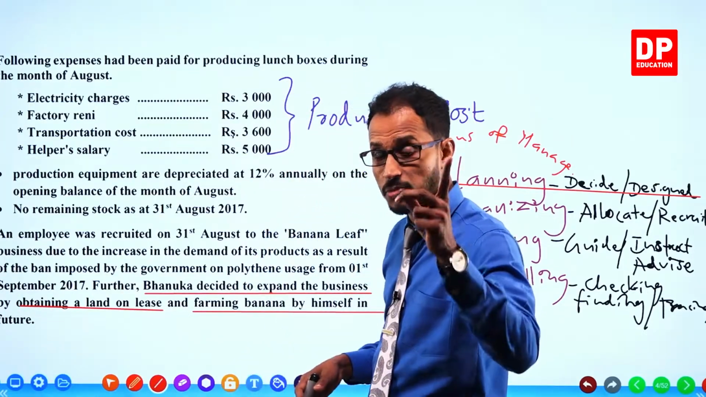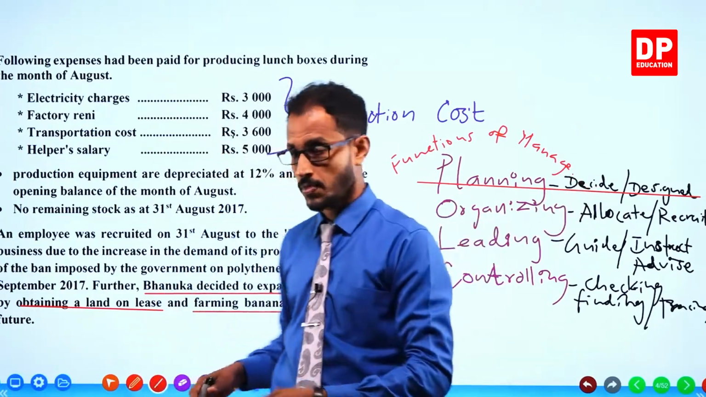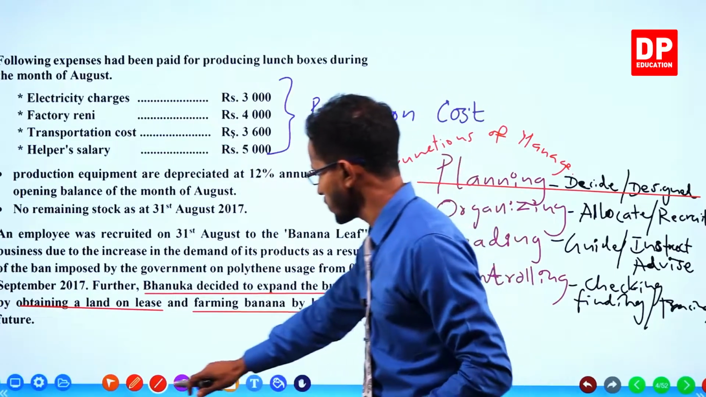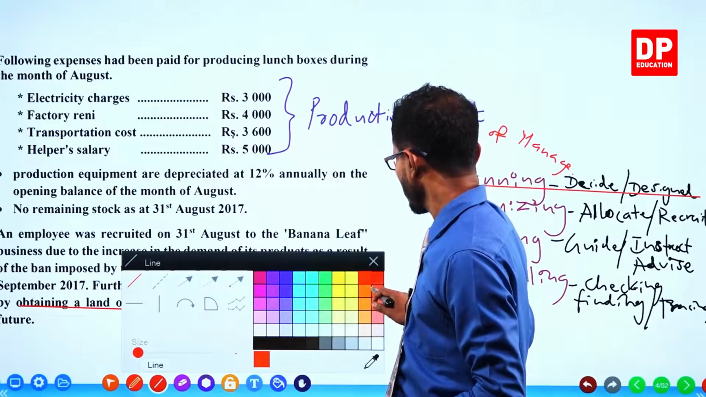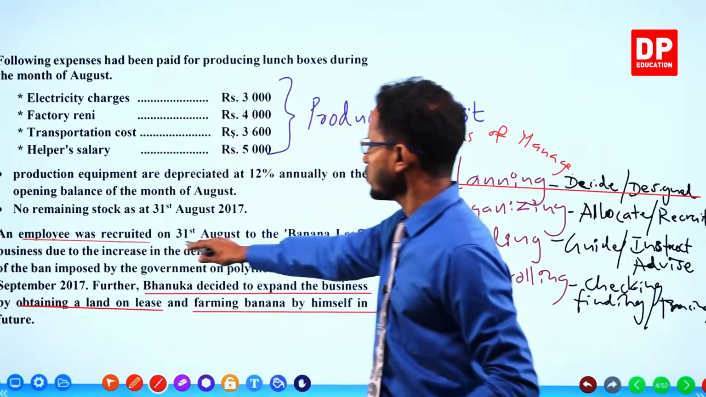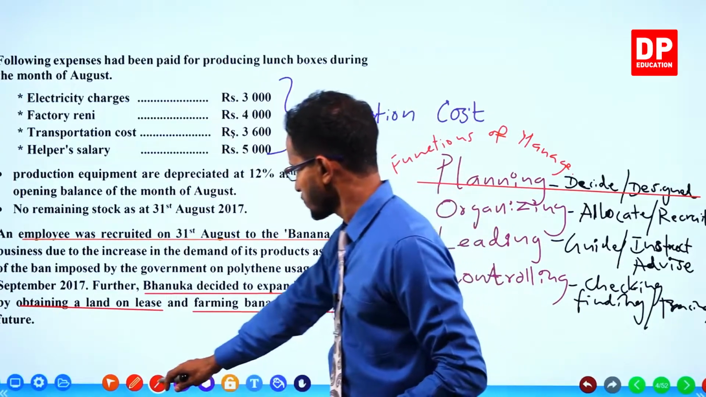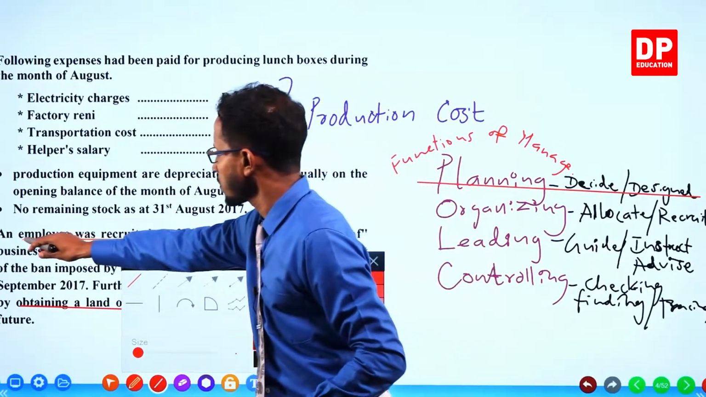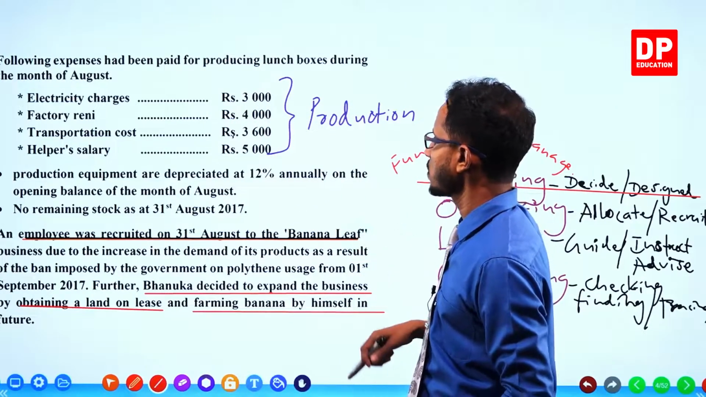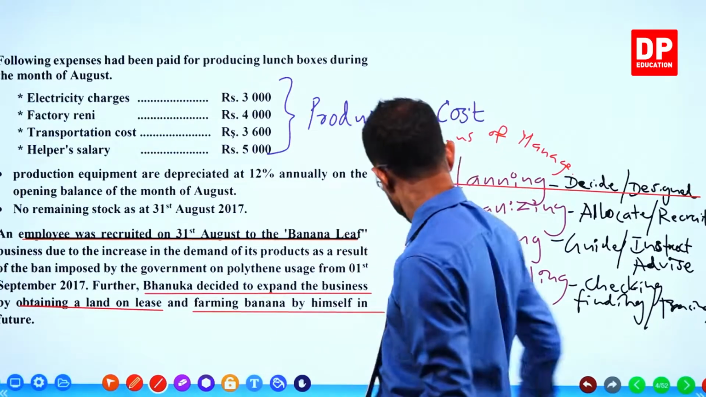There is a management function going under planning. And organizing, recruit. Didn't you see that? Recruit. You should see it, no? That is an organizing function. So we have both.